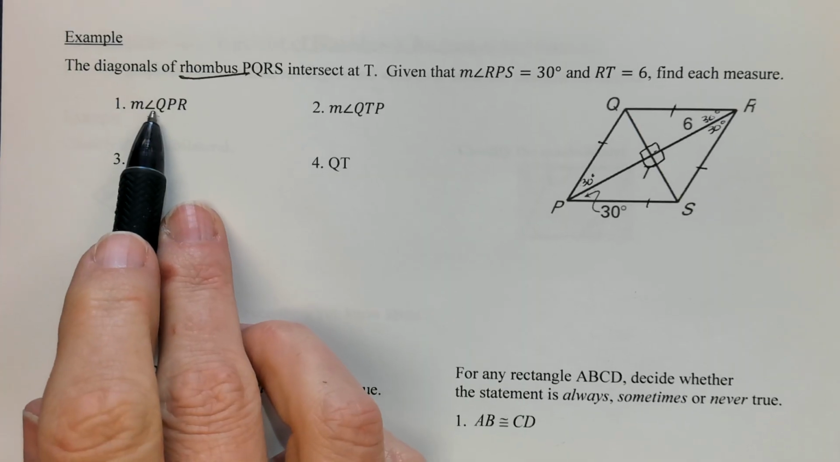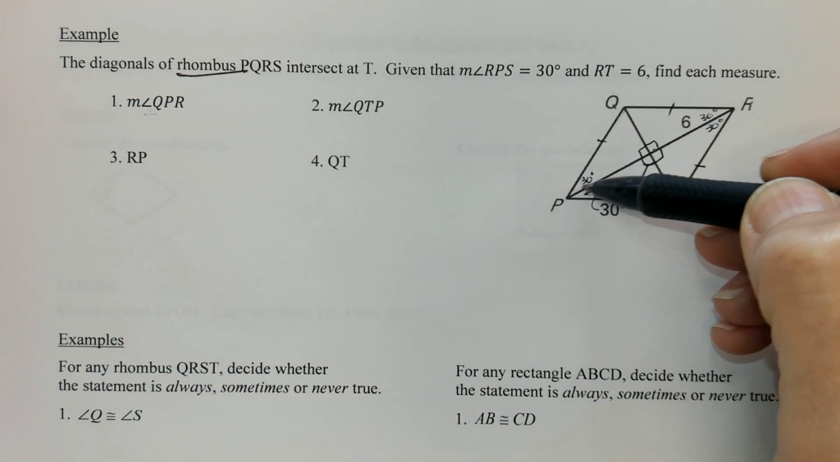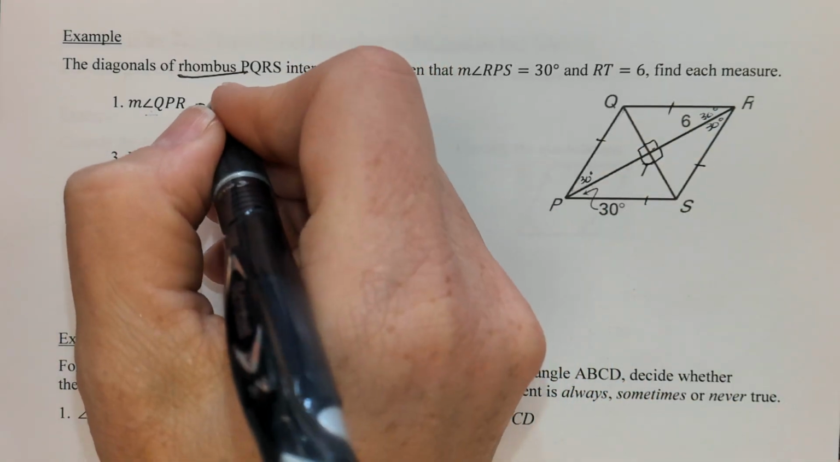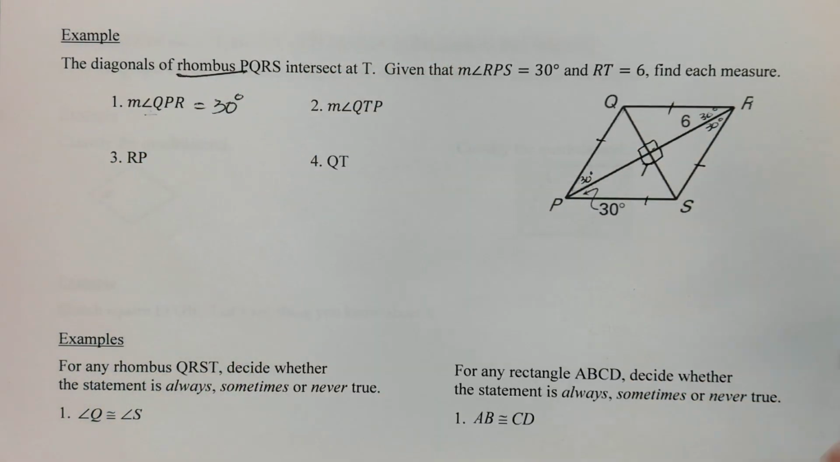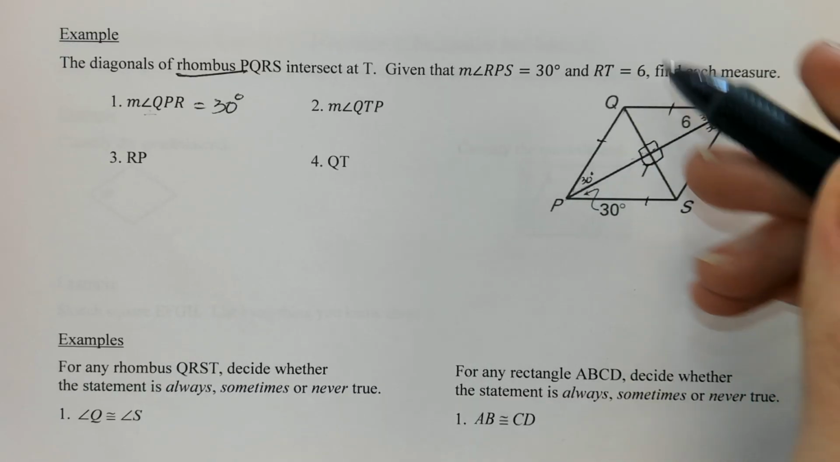So first we're talking about QPR. I'm just going to trace that. So from Q to P to R, you're just looking in this corner right here, so that's 30 degrees. Next I've got QTP, so from Q to T to P, right there, and we filled that in with a 90.